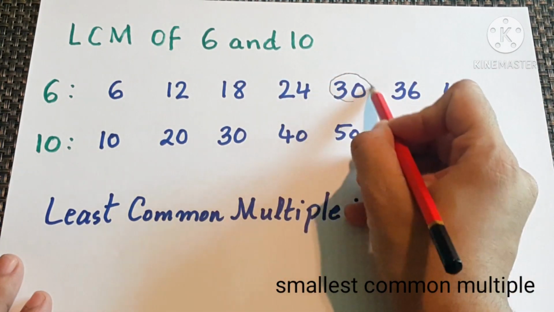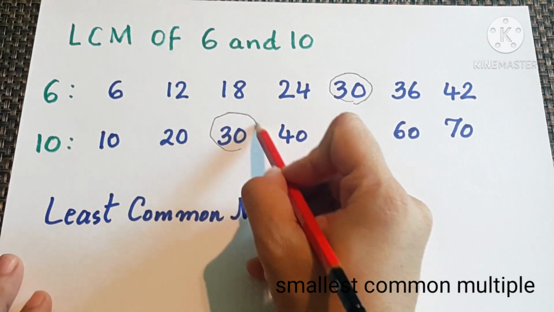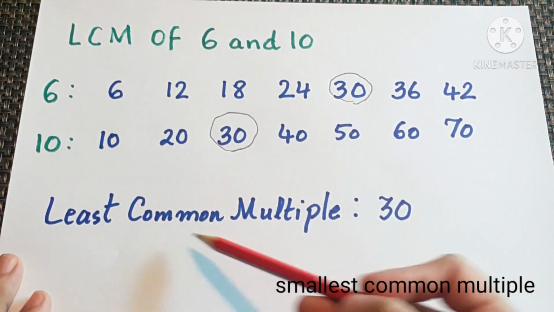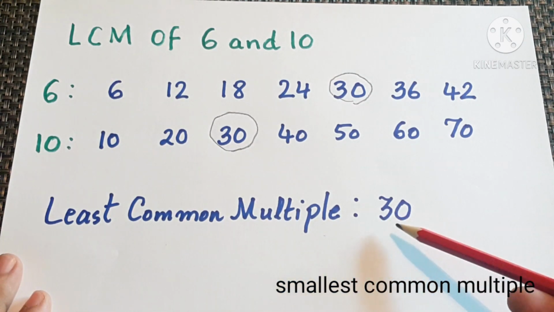Here 30 is common. And this is the smallest value that is common in 6 and 10. So the least common multiple of 6 and 10 is 30.